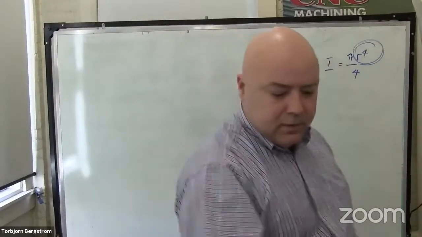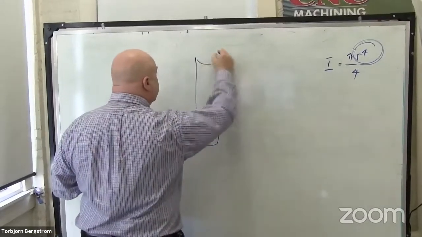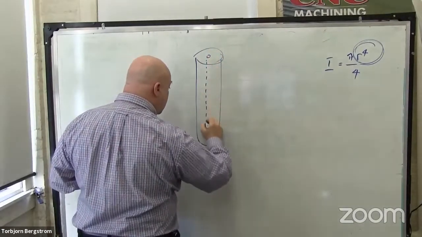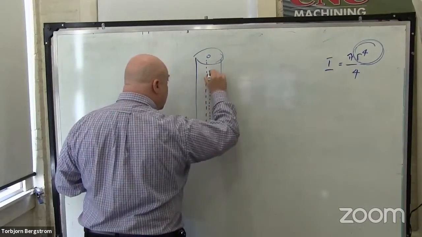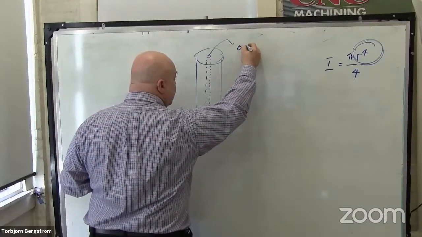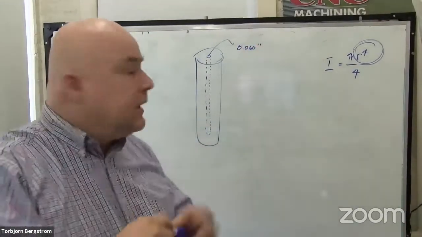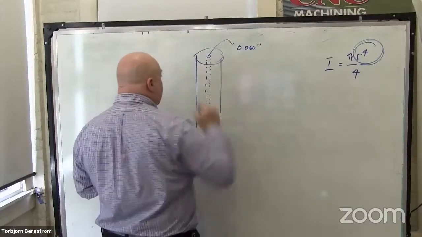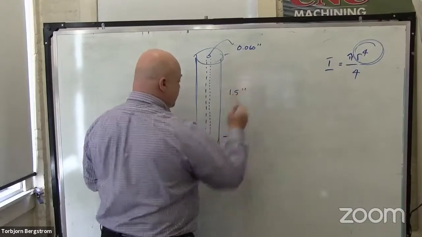We'll have a part that looks like this, a cylindrical part. It has a hole in the center, and the hole needs to come all the way down here. And the diameter of the hole needs to be 0.060 inches. 60 thousandths. That's a very common diameter for a hole like this in a part that we make here. Oh, and this length is like 1.5 inches.